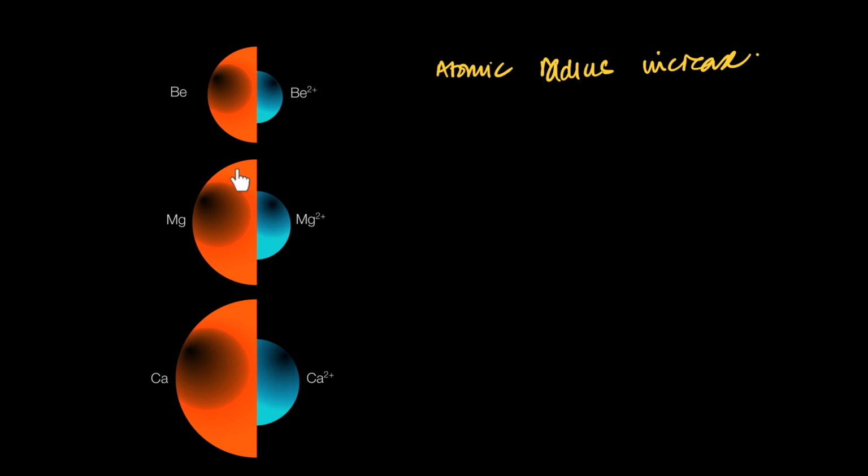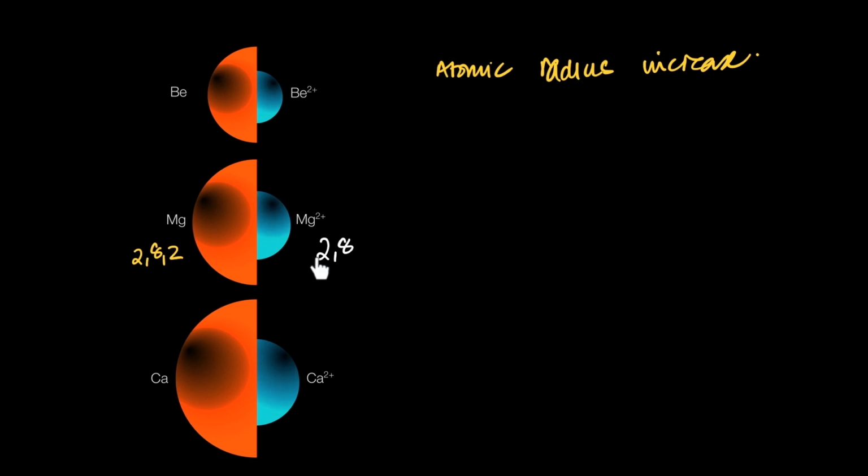And then the cations, the blue ones are the cation sizes, are clearly smaller than the atoms. And there are 2 reasons why the cations of group 2 are smaller than the atoms. One is that each of the cations has 1 less shell than the atom. For example, the magnesium atom has 3 shells. It's 2, 8 and 2. But the ion is only 2, 8. So the ions have 1 less shell.